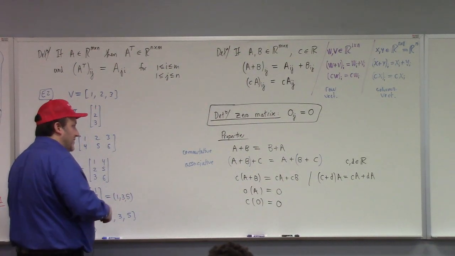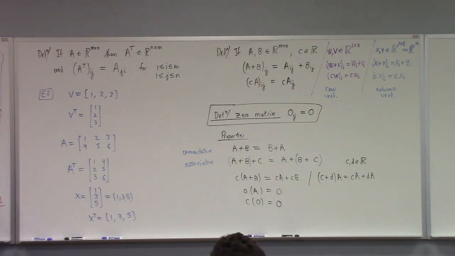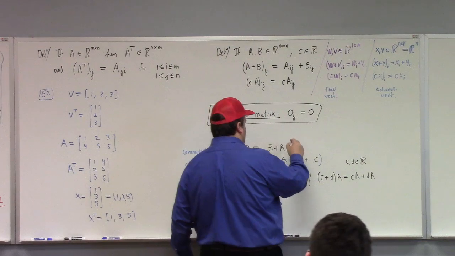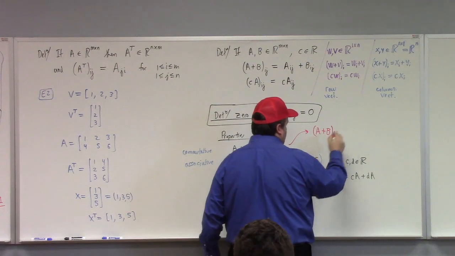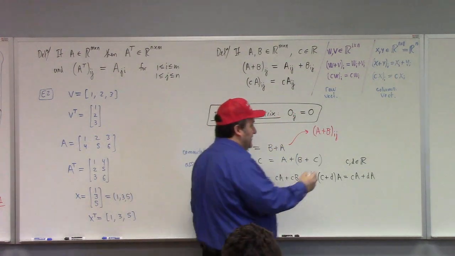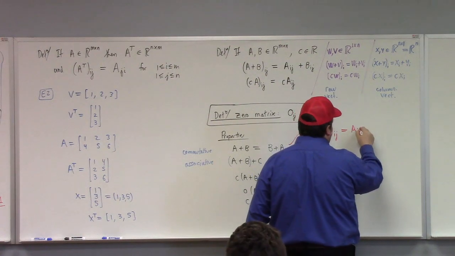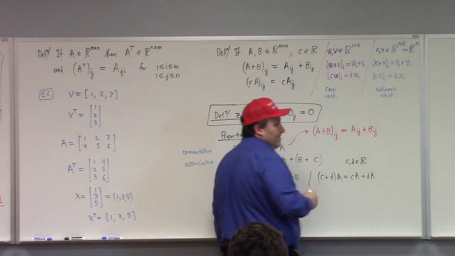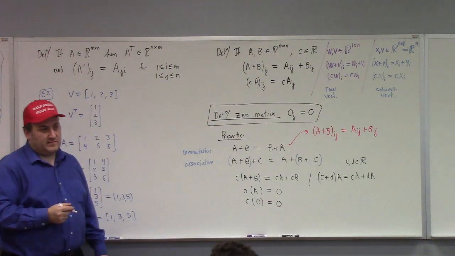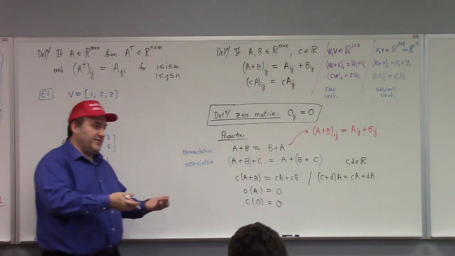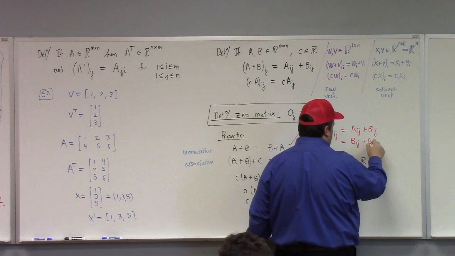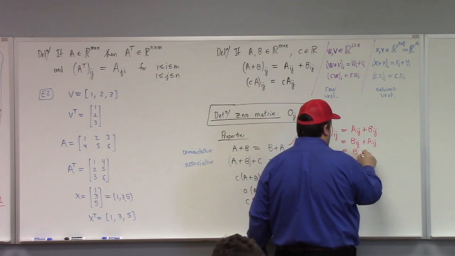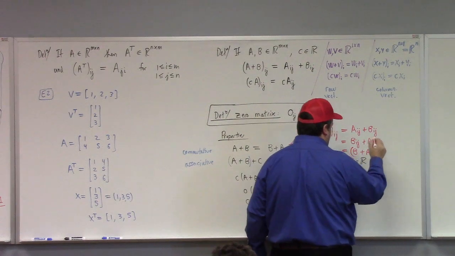I don't prove much in here, but since it takes me all of about 3 seconds to prove one of these, let's do it. How would I prove that A plus B is equal to B plus A? I take A plus B, right? I look at the ijth component of it. That's equal to, by definition, Aij plus Bij, right? By definition of matrix addition. But by properties of the real numbers, we know real numbers do what? They commute under addition. So this is Bij plus Aij, which is equal to the ijth component of B plus A.